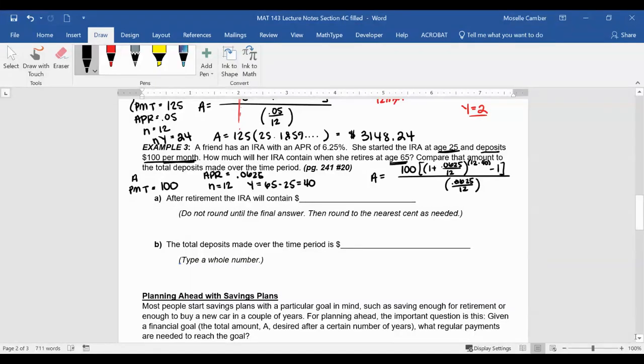So I'll put everything from the parenthesis on, and then multiply by 100. And you would get $213,191.25.